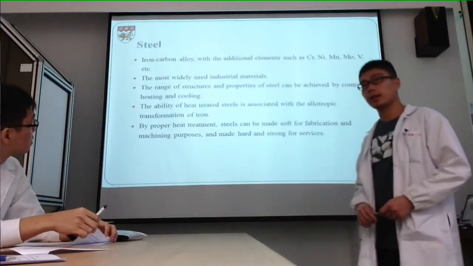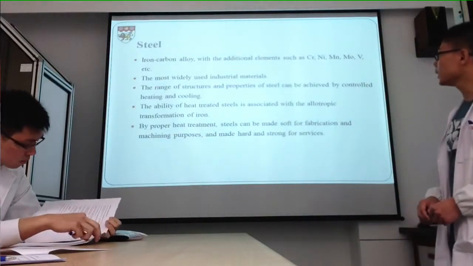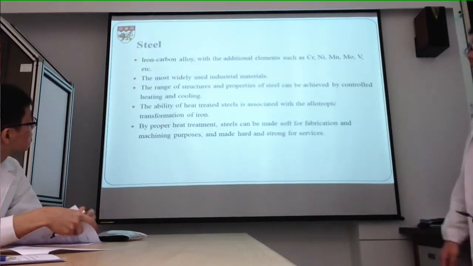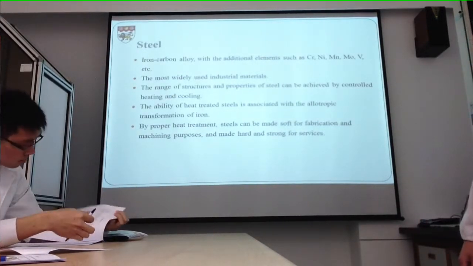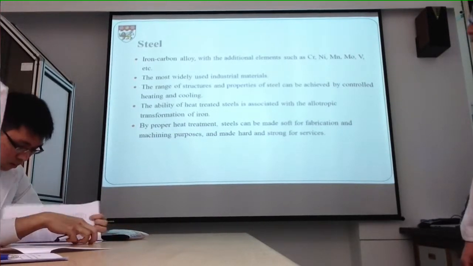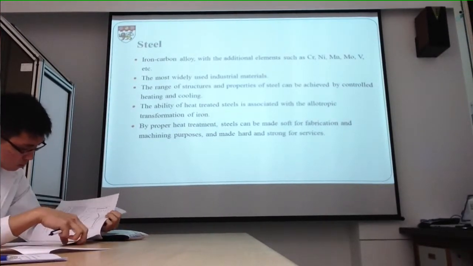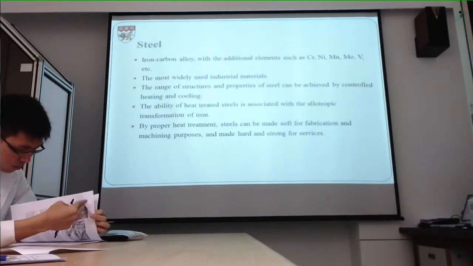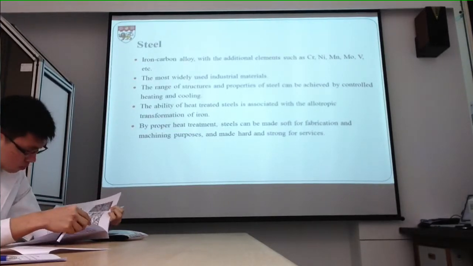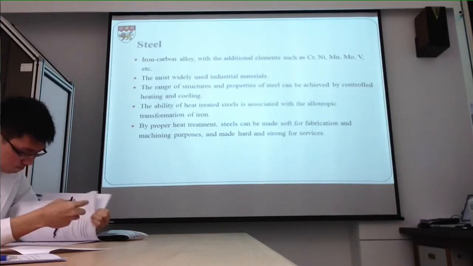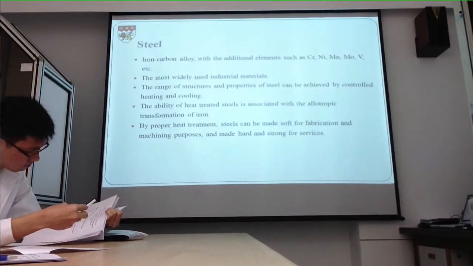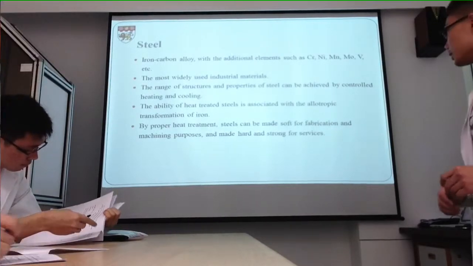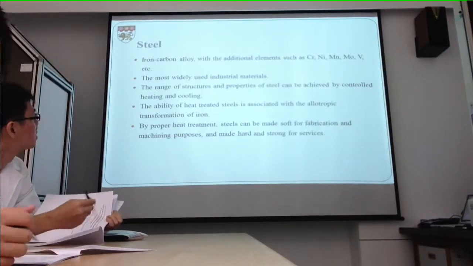So let's quickly go through the background. Steel is an iron-carbon alloy with some additional elements. It is the most widely used industrial material. The range of structure and property of steel can be achieved by controlled heating and cooling. The ability of heat-treated steel is connected with the phase transformation of iron. So by proper heat treatment, steels can be made soft, or hard and strong.